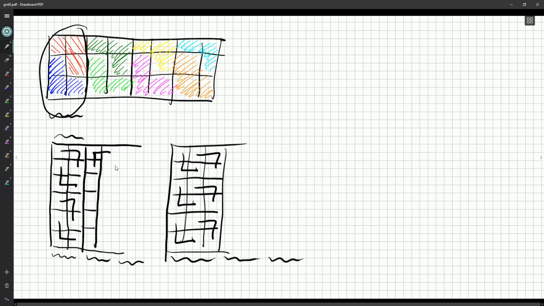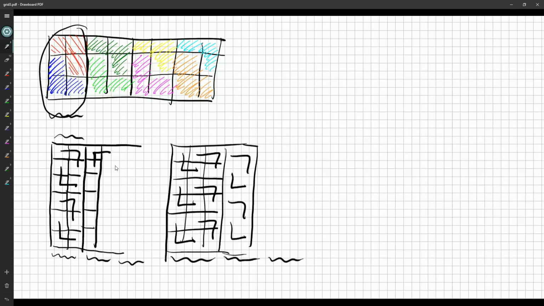Could we get other numbers? Well, I suppose we could get 5 just by repeating the 2 pattern and the 3 pattern. So any combination of 2s and 3s. Now, what is that?